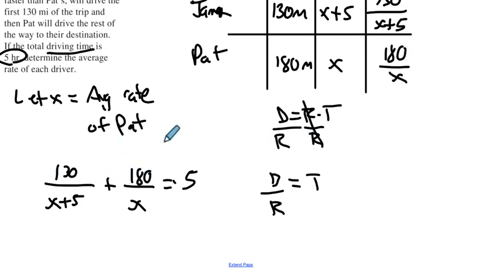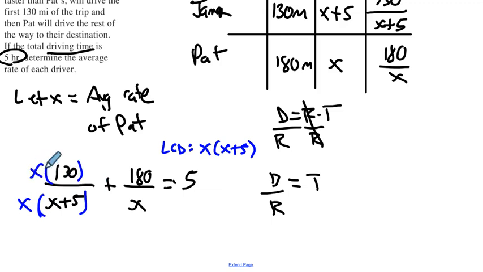So first we need a lowest common denominator, which is basically multiplying these. So it's x times x plus 5. If I want this to have that as a denominator, all I have to multiply this by is x, right? So I have to multiply that by x. And then if I want this to have x times x plus 5, I have to multiply this by x plus 5.